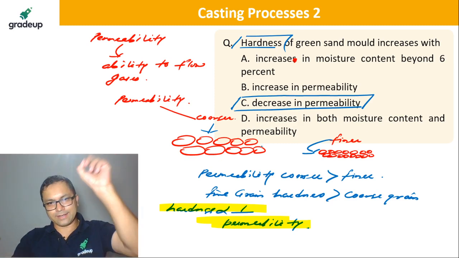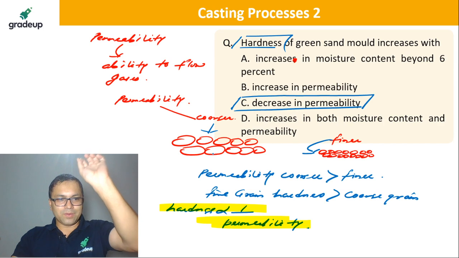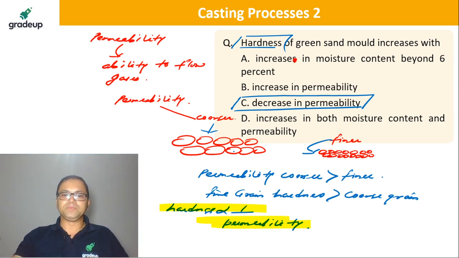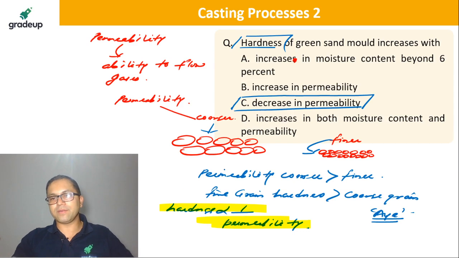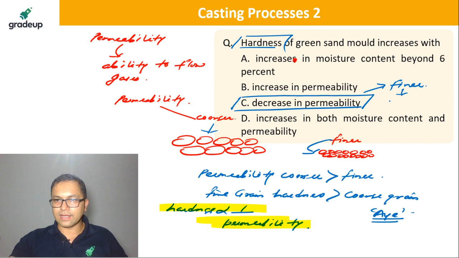Yes, so how many of you got it correctly? Just type in I if you got it correctly, okay? Yes, Prince, you're right. Hardness is inversely proportional to permeability, and I've proved it, okay? Why is it so? Yes, why is it so? Because decrease in permeability means it's finer, right? And that means that it's harder, that's why.